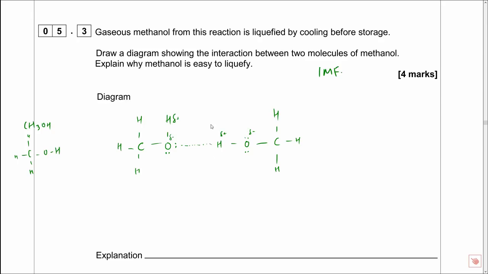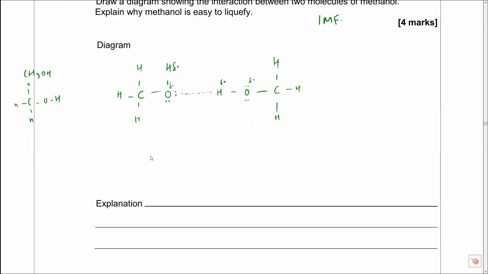I'm reading the mark scheme as I'm looking at this question. So explain why methanol is easy to liquefy. The mark here is hydrogen bonding is a strong enough force. Okay, right, I'm with it now. Why is it easy to liquefy, as in, why is it easy to get it from a gas down to a liquid? It's a horrible one to word, though. Well, the mark scheme actually makes sense now. The hydrogen bonding is strong enough is the only way to really describe that actually.